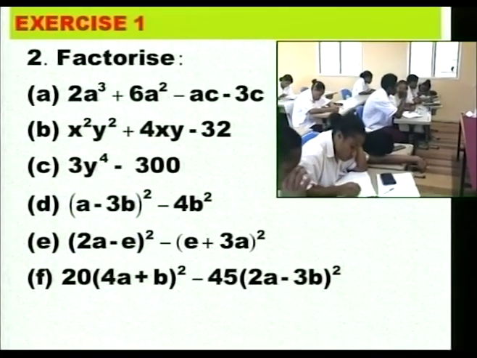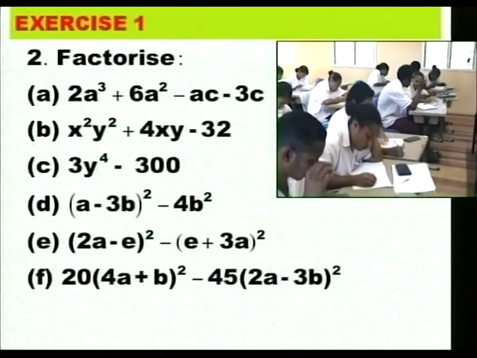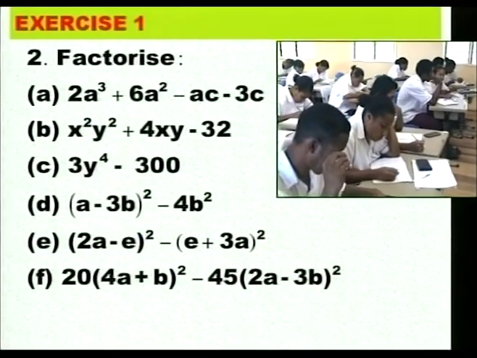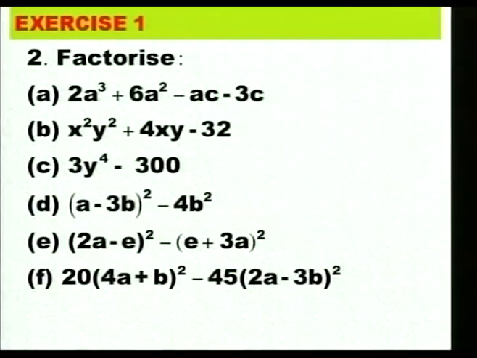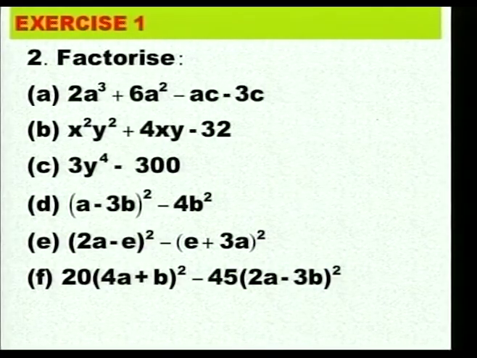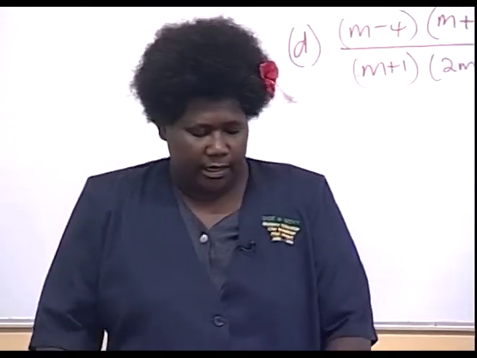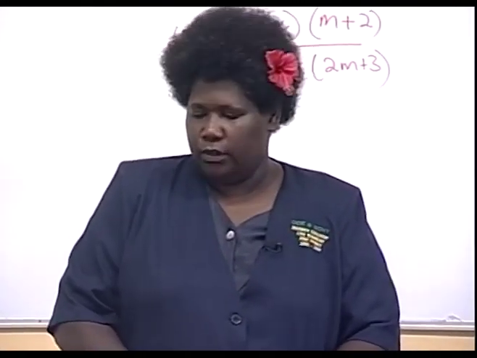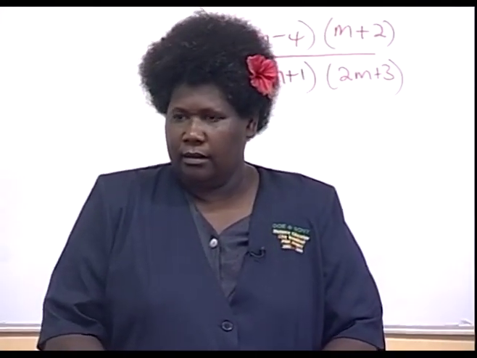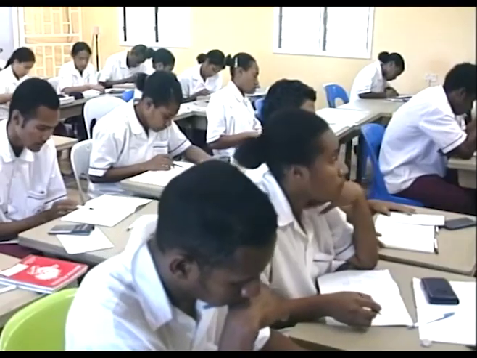Okay, let's have a look at those you have completed. A, B, C done? And D? Sorry, A, B, C done. What about E and F? Some haven't completed it. Okay, we'll look at A, B, C, and D, and then you can complete the rest for homework. Letter A? Solomon, give us your answer to A.